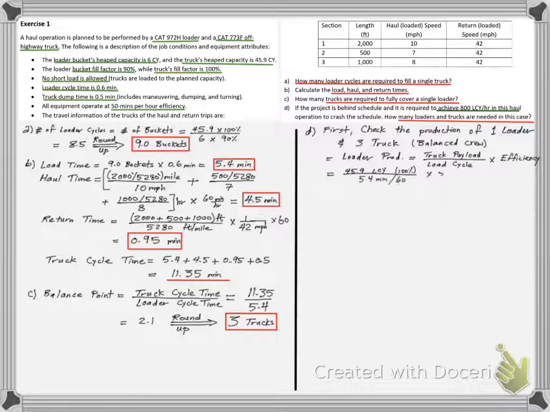The loader production will be the bucket capacity over the bucket cycle time. As you can see, using 1 loader and its balanced number of trucks will not be enough to achieve the target production. So we need to use 1 more loader. 2 loaders are enough, as each is capable of achieving more than half of the target production.